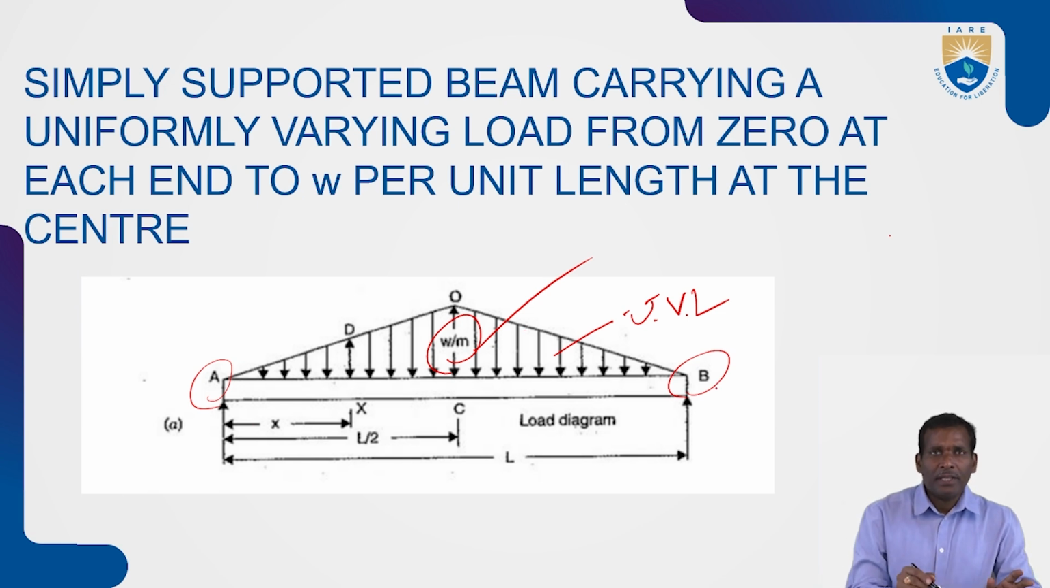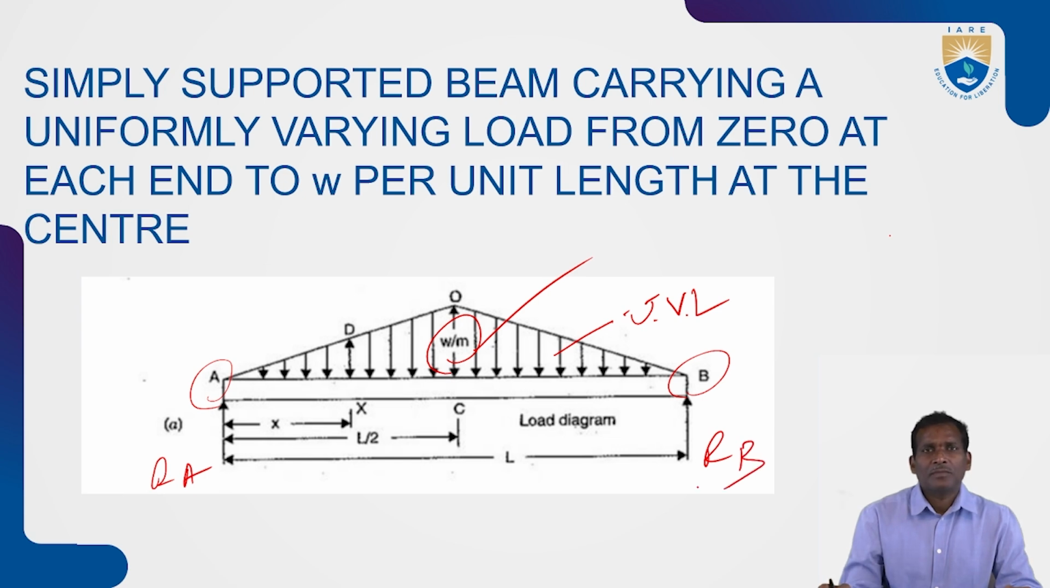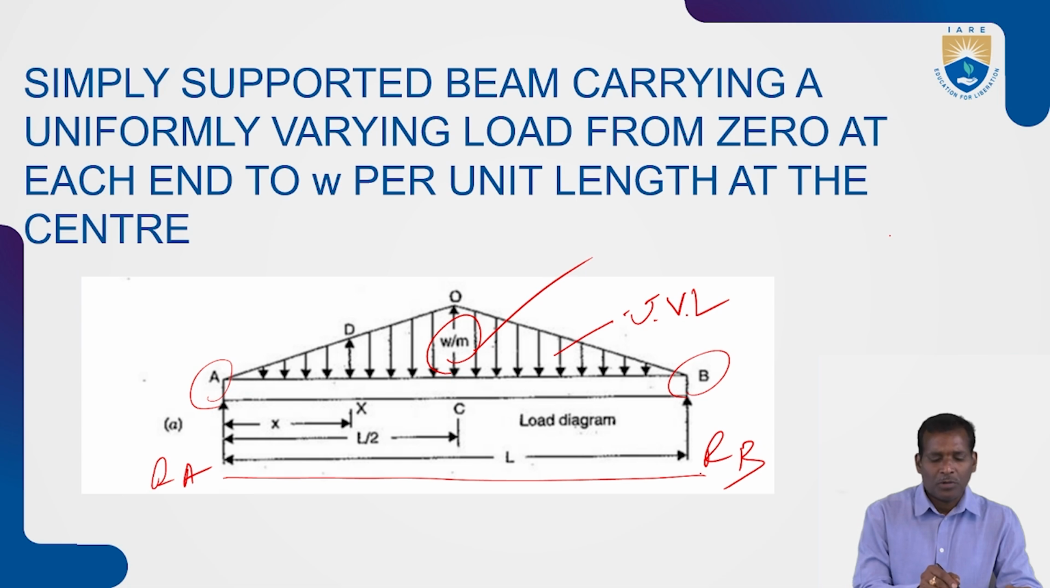So A and B are, let us assume, the supports, and the reaction forces at these points are RA and RB. In this load diagram, the length between the supports is L, and at the center, L by 2, half of the distance, we take a section at X.